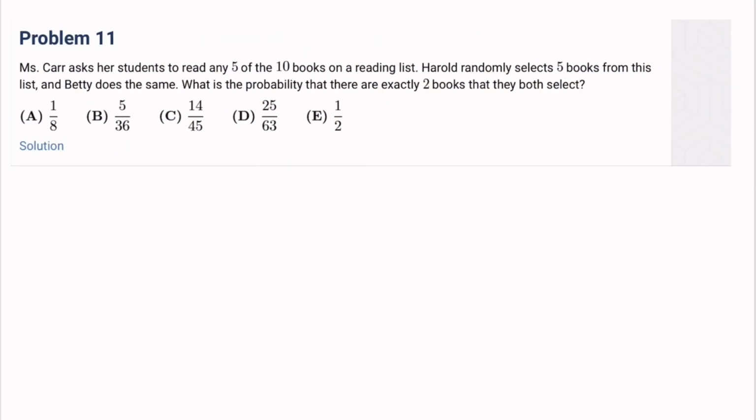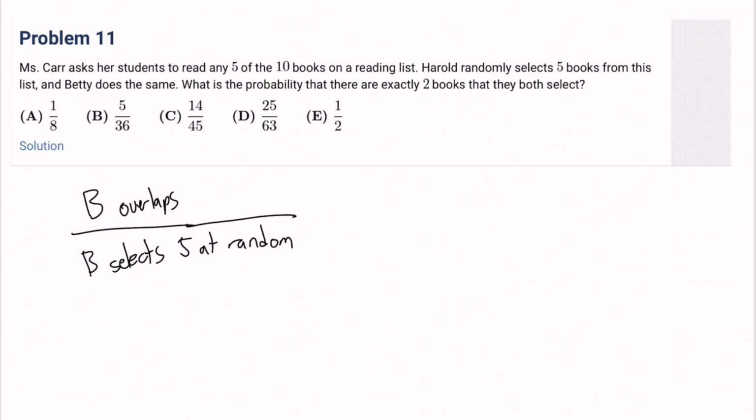Number 11, Miss Carr asks her students to read any 5 of the 10 books on a reading list. Harold randomly selects 5 books from the list, and Betty does the same. What is the probability that there are exactly 2 books that they both select? Okay, so we can just look at the probability that Betty overlaps with Harold, right? So we can just look at the probability that Betty selects 5 at random, and at random Betty overlaps 2 with Harold, right?